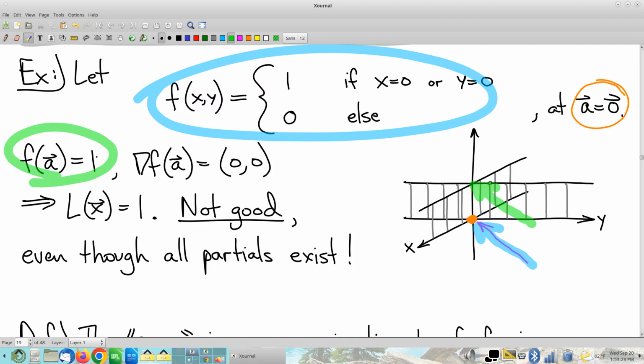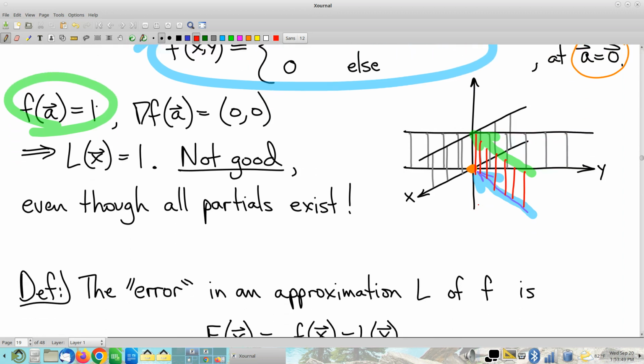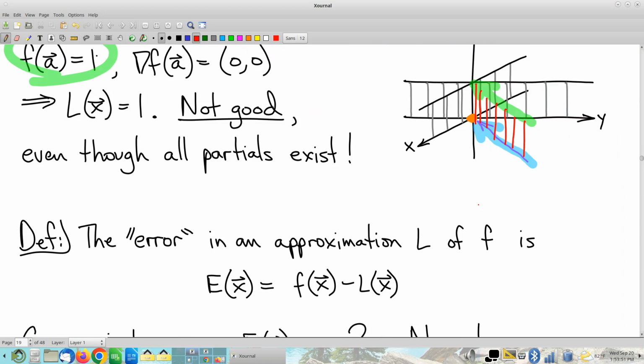And that's terrible, right? I have a clear error here. The error doesn't even decrease. The error, the difference between my approximation and the actual value of the function, that error just remains 1 all the way down. So, terrible, terrible attempt at a linear approximation.